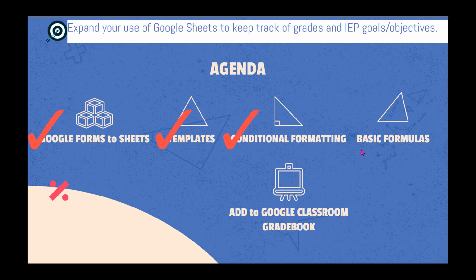Okay, so we got done talking about basic formulas and autofill. Next, let's quickly just go over how you can add scores from assignments outside of Google Classroom into the spreadsheet from your Google Classroom gradebook.